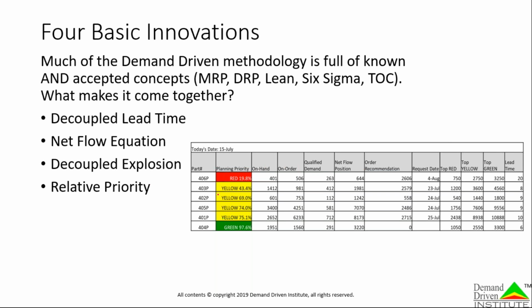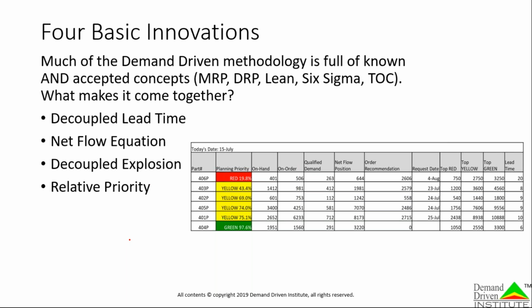But in DDMRP, both for planning and execution priority, we have 2 points of reference. The first is a color, and that's a general reference. So red means trouble, yellow means warning, green means good to go, all right?